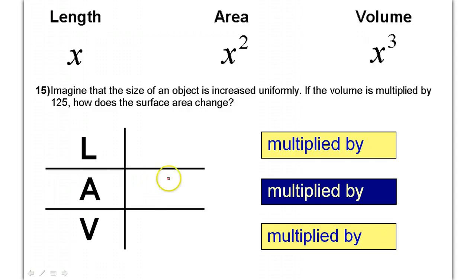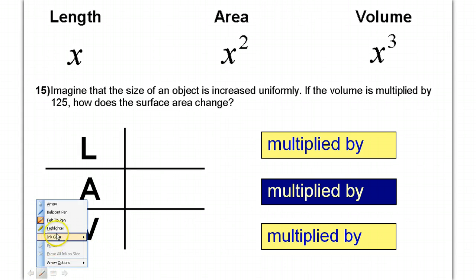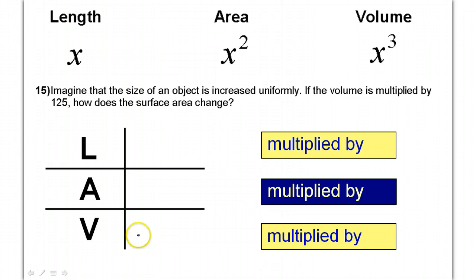Alright, look at number 15. Imagine that the size of an object is increased uniformly. The volume is multiplied by 125. Okay, Irvin, tell me what to write on my chart. You write for the volume 125x to the third. Correct. I write the volume is 125x to the third power. That's me showing the volume being multiplied by 125.